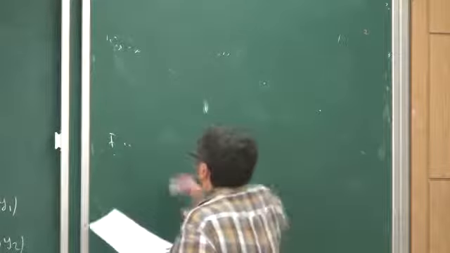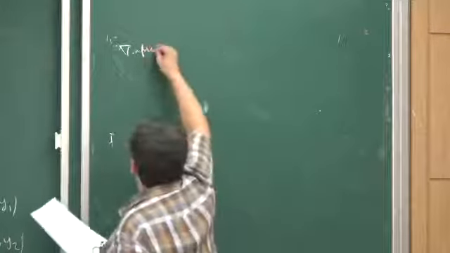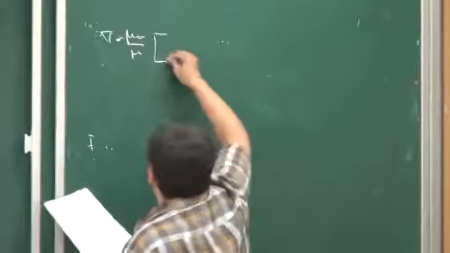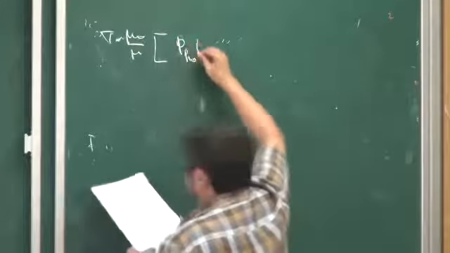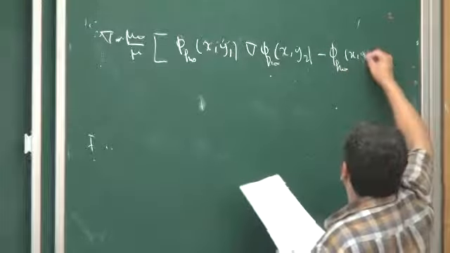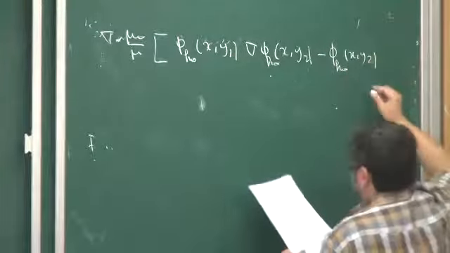What you will get? You will get divergence of mu 0 over mu of phi k0(x, y1) gradient phi k0(x, y2) minus phi k0(x, y2) gradient of phi k0(x, y1).